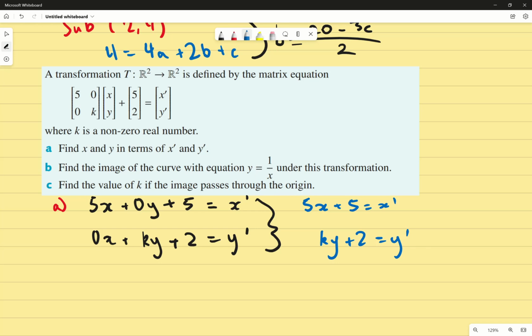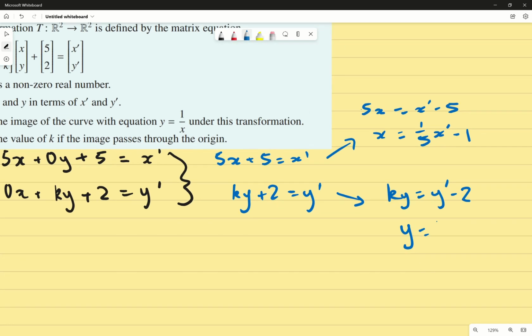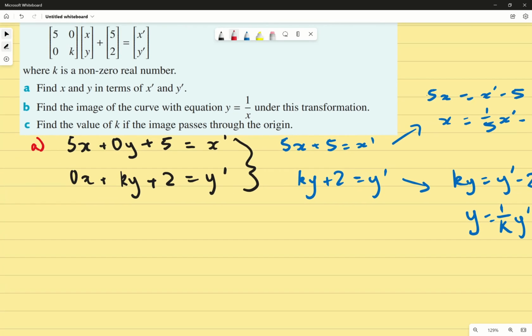Now, of course, we need to actually find x and y in terms of x dash, y dash. So rearranging that, I probably should have left more space, gives us 5x equals x dash minus 5, and then x equals 1 over 5 x dash minus 1. And y equation, we have ky equals y dash minus 2, which means that y equals 1 over k y dash minus 2 over k. Any questions? Okay. Move on to question B.